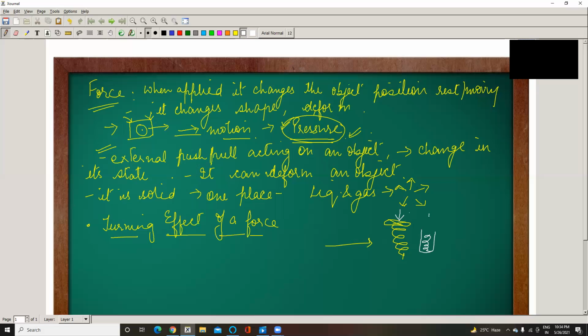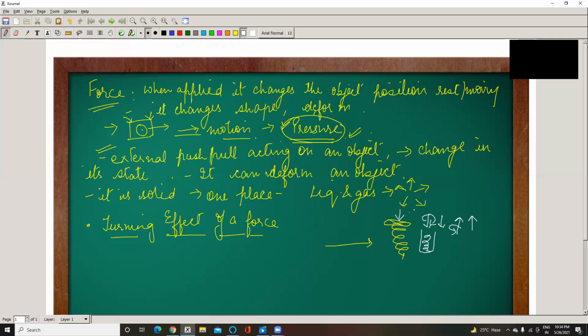As well as one more example, if you have to open it out, you will move in the opposite direction. One is clockwise and the other is anti-clockwise. So what is happening is that the force you are applying acts in both directions, downward also. And when you have to open that particular nut, it is in the opposite direction.